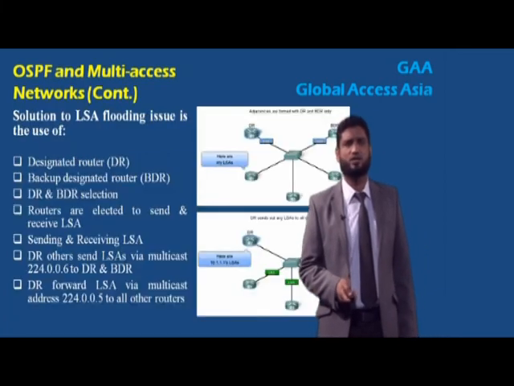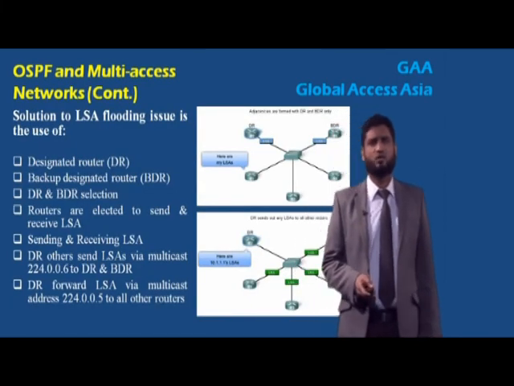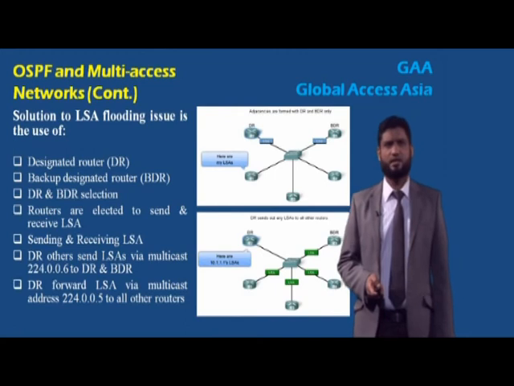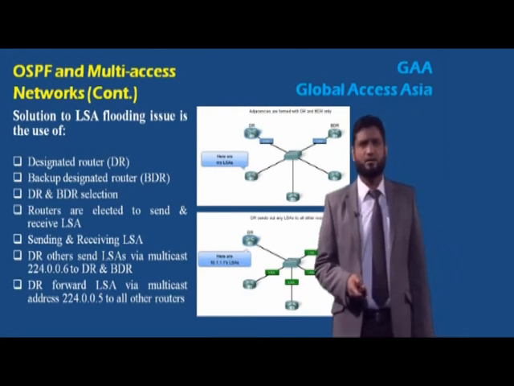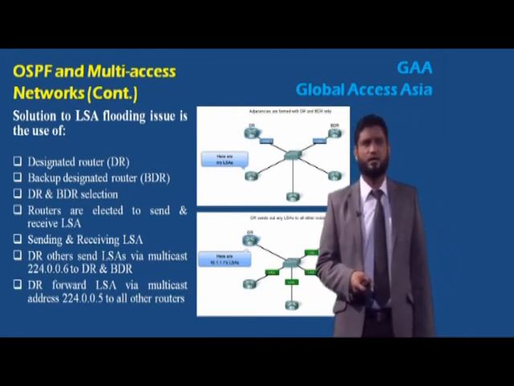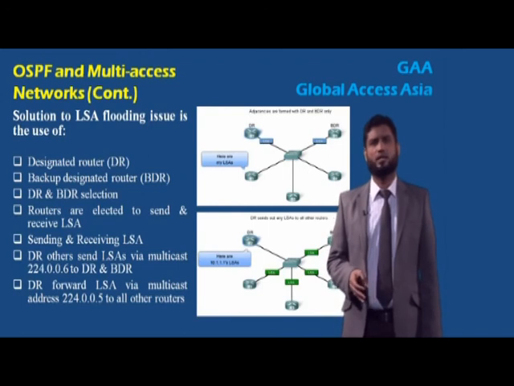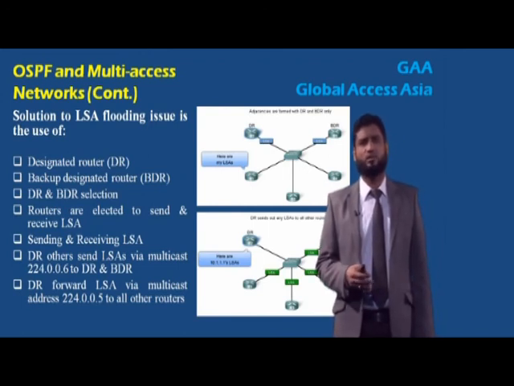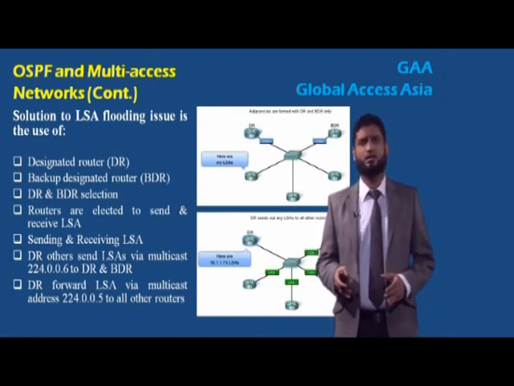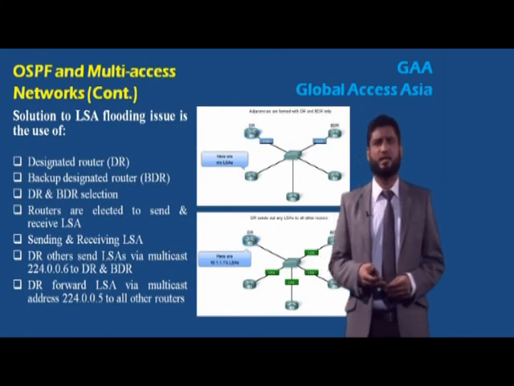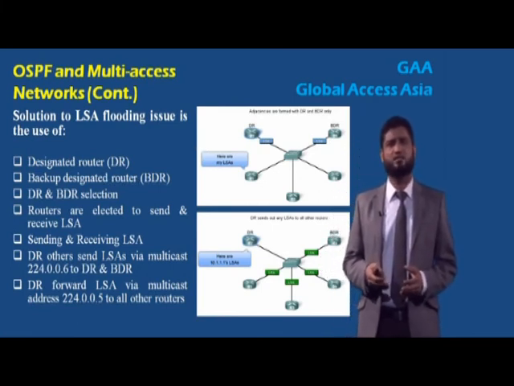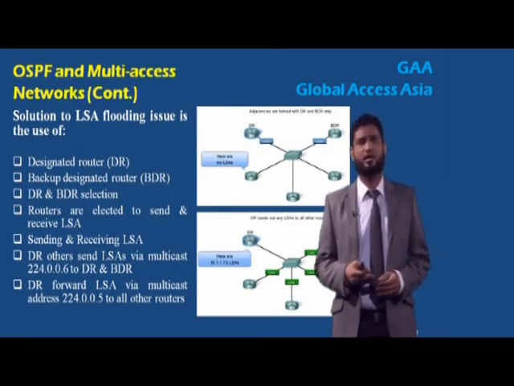So what is the solution? We can elect one DR and one BDR. What are the roles of the DR and BDR? All the other routers, the DR others, send their information to the DR and BDR, and the DR takes the responsibility of sending the information to the other routers, while the BDR is standby. In case the DR fails, the BDR can take over the role of the DR.